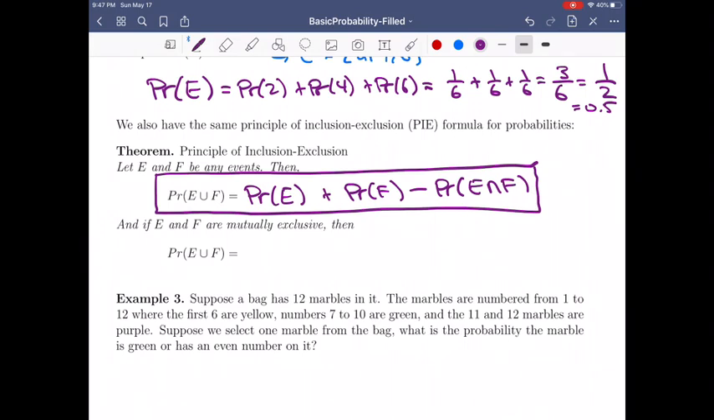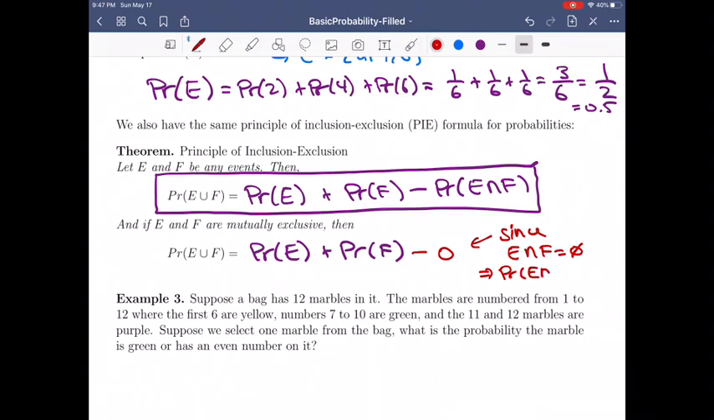And again, we had that special case where if E and F were disjoint, or in this case, mutually exclusive, then when you want the probability of the union, you just have to add the probability of E and the probability of F. Okay, now that's because this last probability is going to be 0. Okay, since they're mutually exclusive means that E intersect F is empty. So the probability of E intersect F is 0. Okay, so there's no outcomes in the intersection, which means that it's an impossible event.